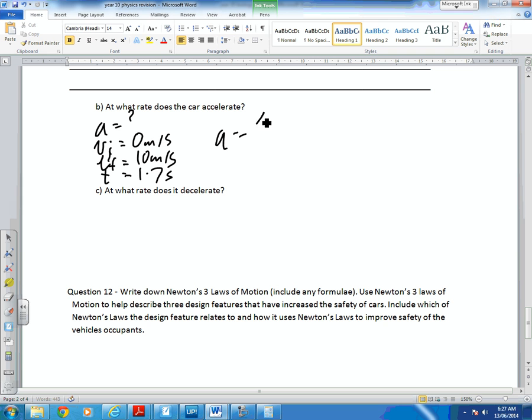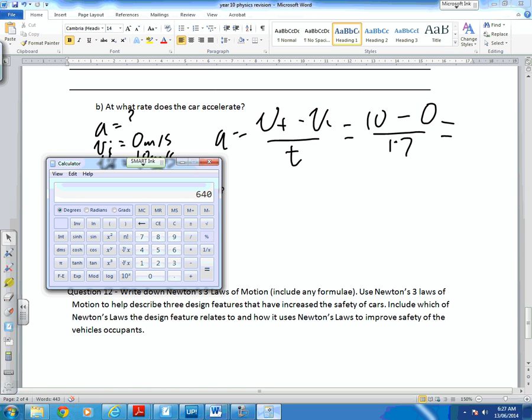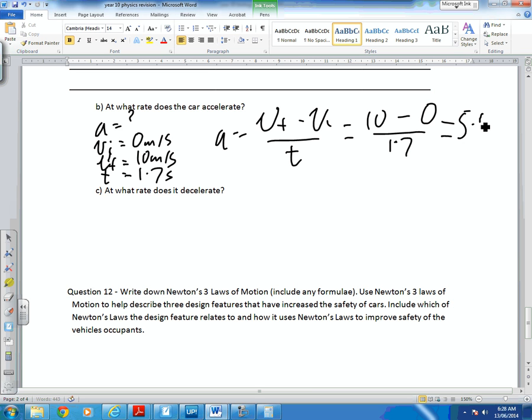So A equals VF take VI on T. So final speed is 10, take initial speed of 0, over 1.7. That equals, again, grab our calculator. So I have 10 divided by 1.7. So it's going to be 5.9 meters per second.